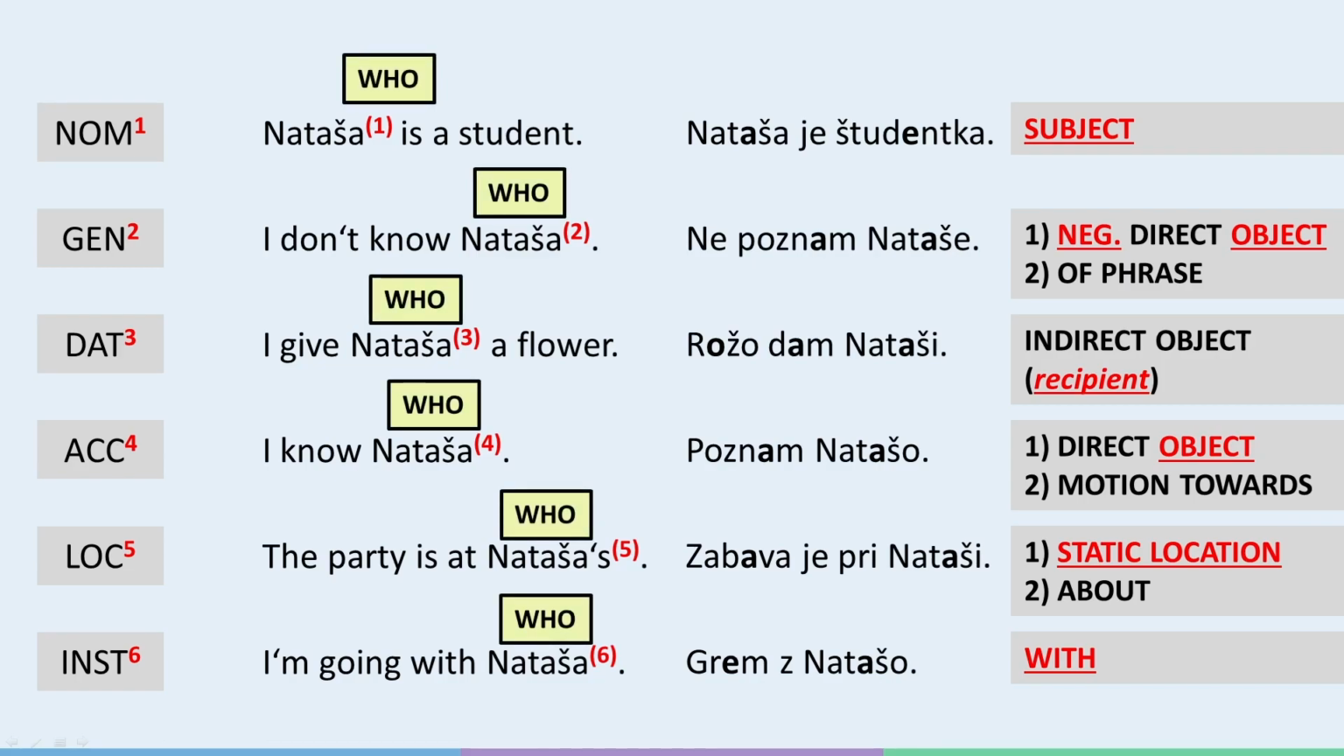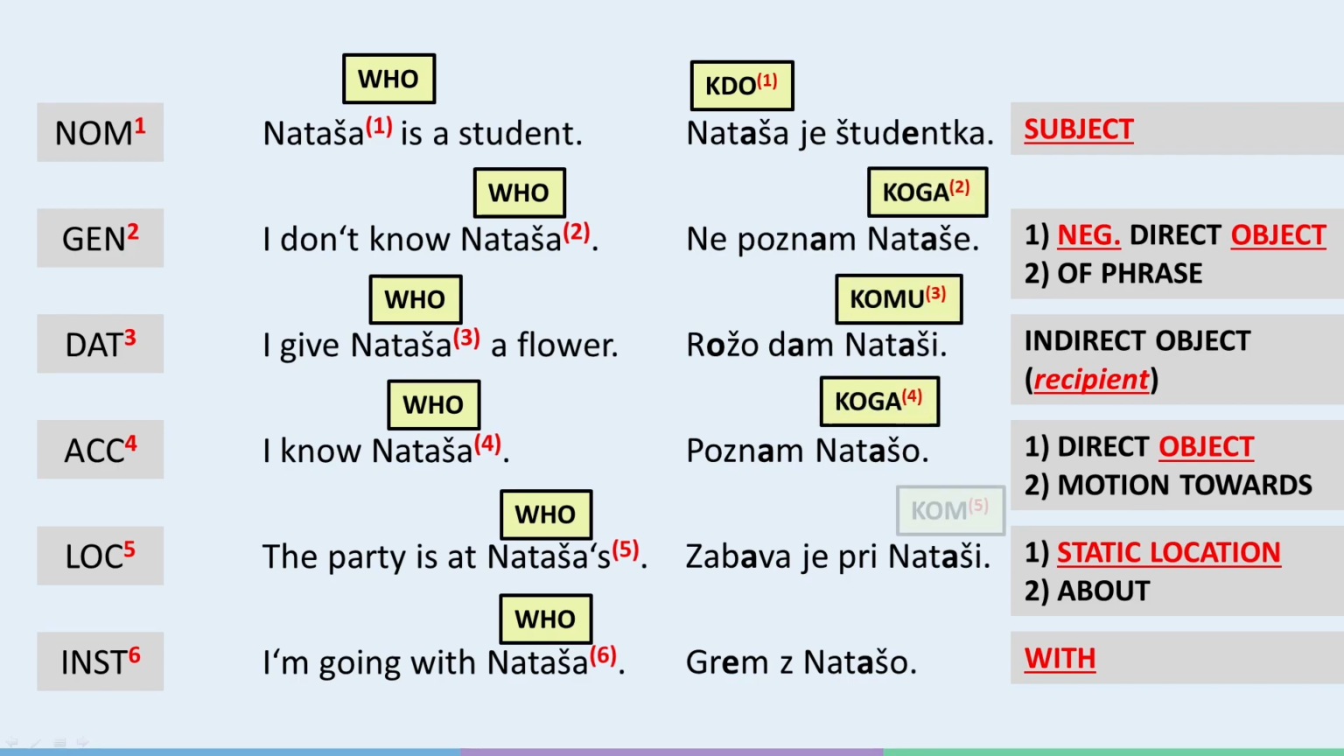Now, if we wanted to form questions to the English sentences on the left-hand side of the screen, we could always use who. Of course, there's also whom, but it's not used much, if at all, in modern spoken English. However, in Slovene, each case has its own version of kdo or who. Kdo, koga, komu, koga, kom, kom. So cases 2 and 4 are the same, and 5 and 6 are the same as well. Let's have a look at example sentences for both kdo and kaj in all 6 forms.